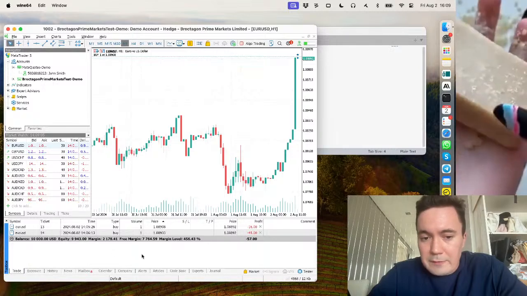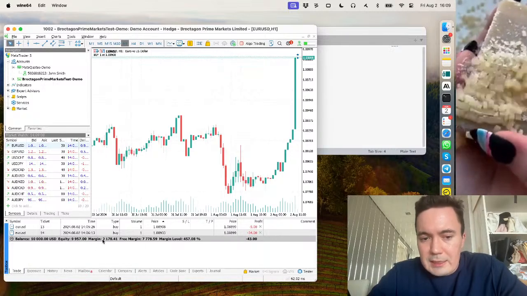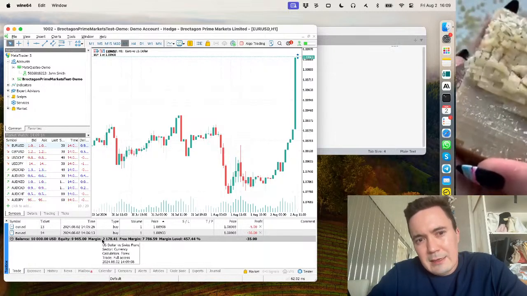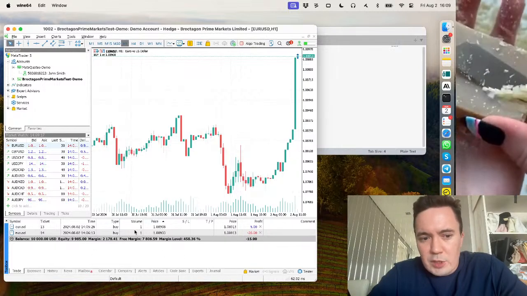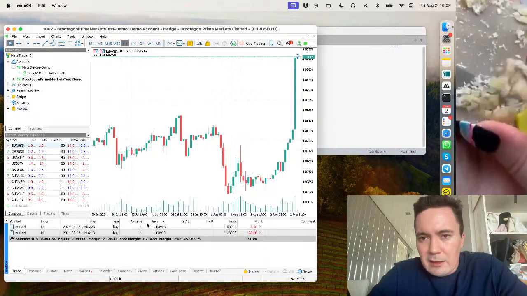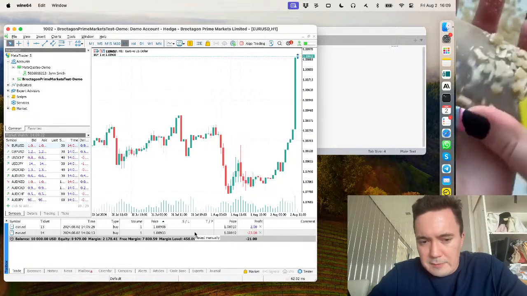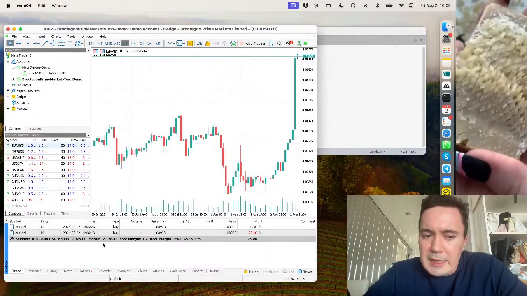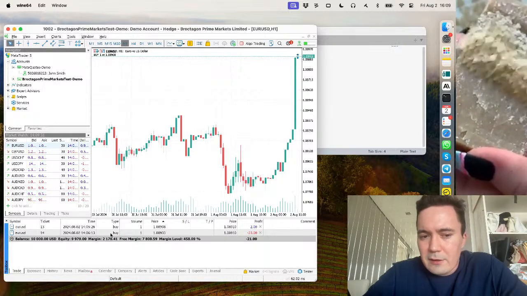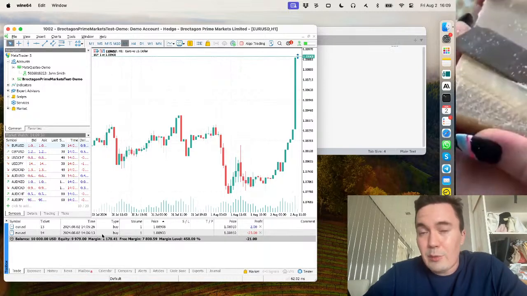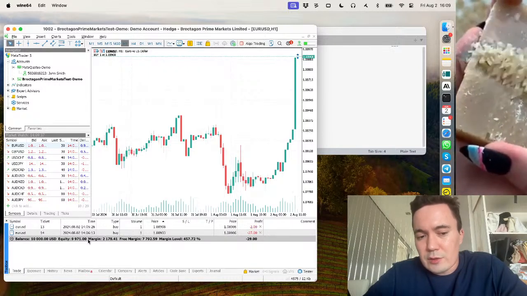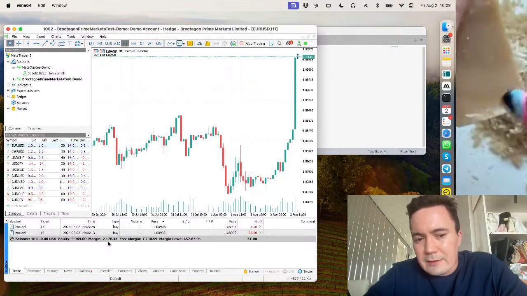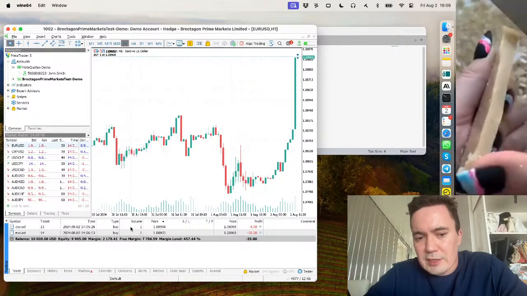What are the next numbers we have? Margin is how much money has been spent, from the money we have, on the positions that we opened. Basically, this is the amount of money that is locked on our account and we cannot use it. It has been temporarily taken away from us by the positions that we have open.